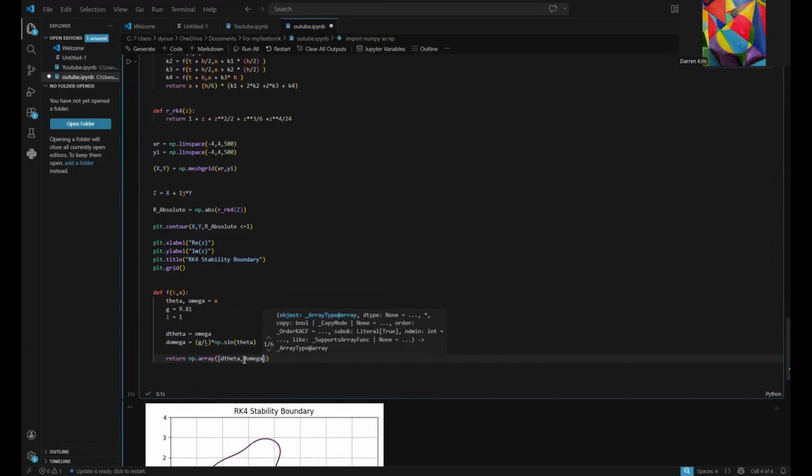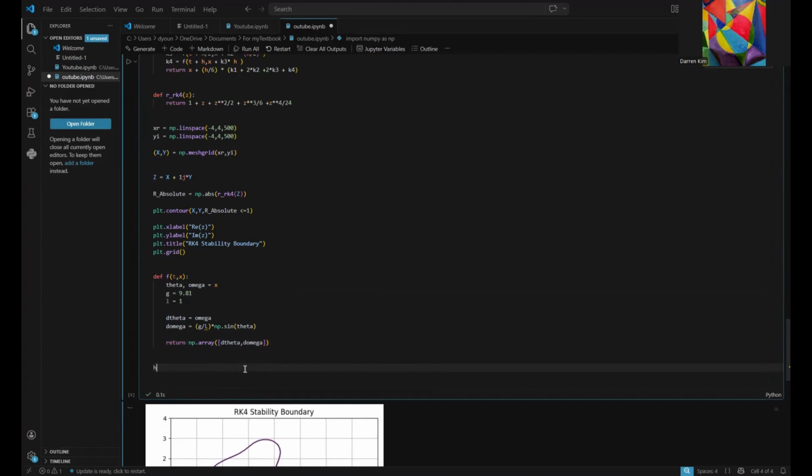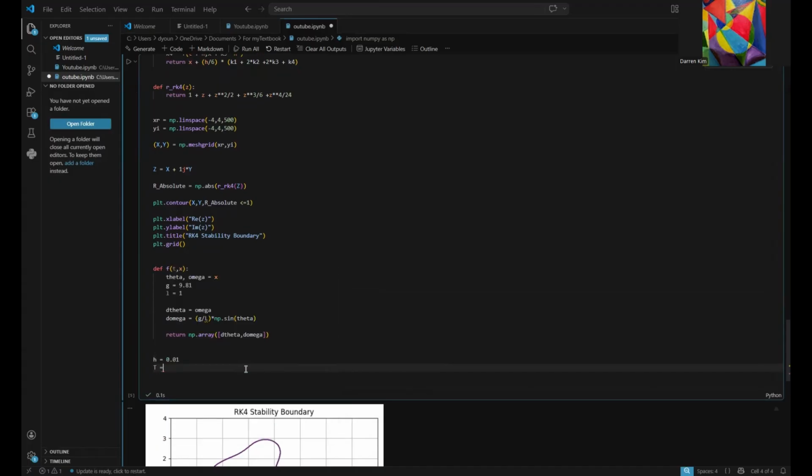What does this really give? d theta is the omega, which is the angular velocity, and d omega is the angular acceleration. That should give you all the context clues you need to start doing a time step, which is 0.001. Let's just do this, and then t equal, I don't know, 10, and that should be fine.